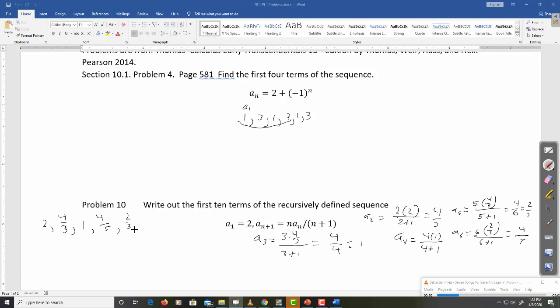I'm beginning to see a pattern here. That's 4/4, 4/5, 4/6, 4/7. And this is 4 over 2. So we have 4 over 2, 4 over 3, 4 over 4, 4 over 5, 4 over 6, and 4 over 7. So this is going to be 4 over 8, 4 over 9, 4 over 10.